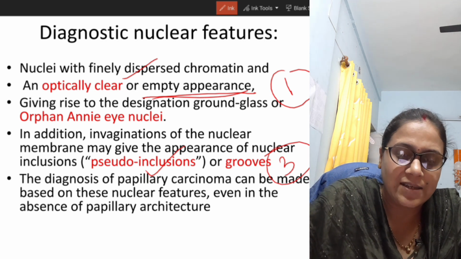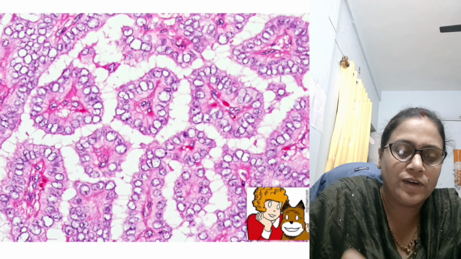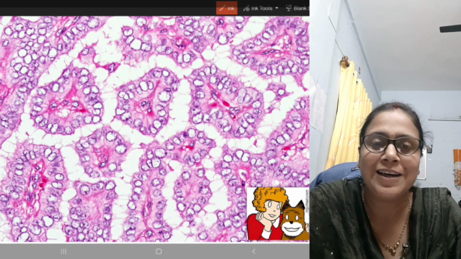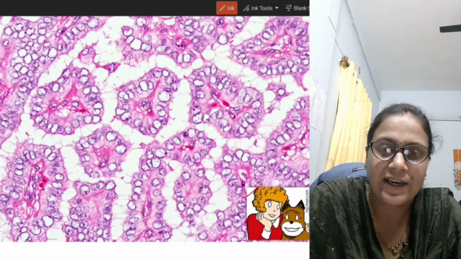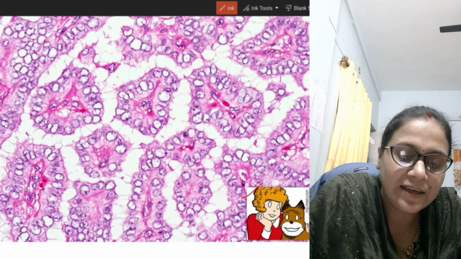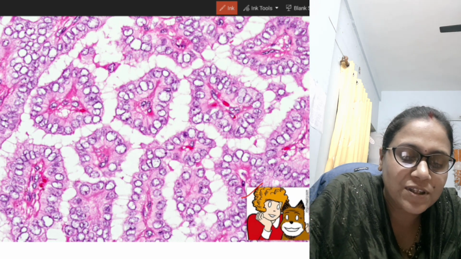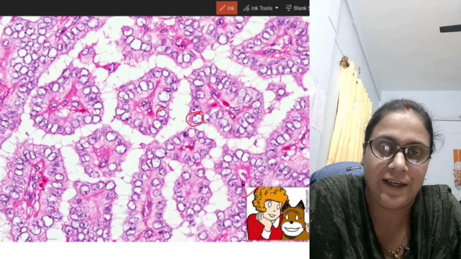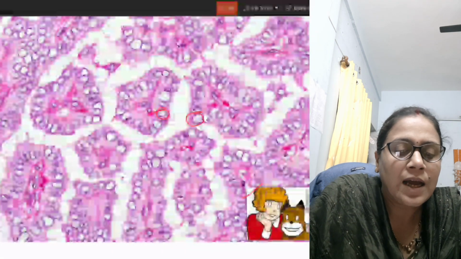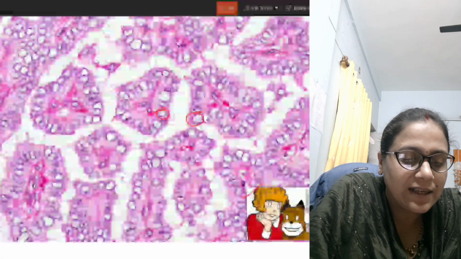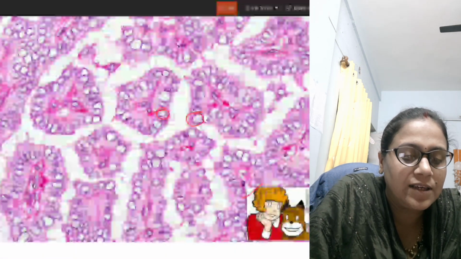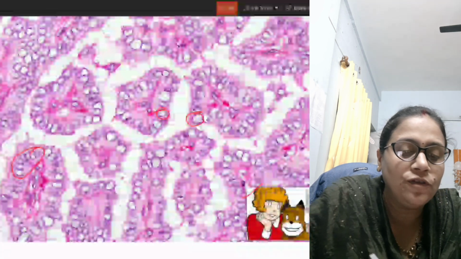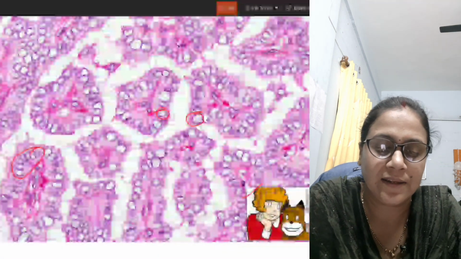So, this is the classical picture of the Orphan Annie nuclei. Here you can appreciate the little Orphan Annie who had empty eyes and a dog, and in keeping with this, if you observe carefully the nuclei, they have an optical clearing, so they appear empty. Apart from that, we can see that there is nuclear crowding, there is nuclear overlapping, and if you look carefully, there is nuclear grooving, there are grooves in the nuclei.